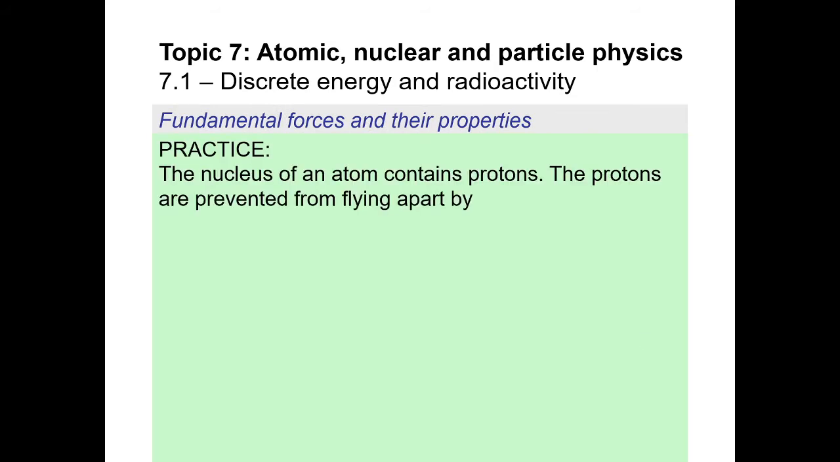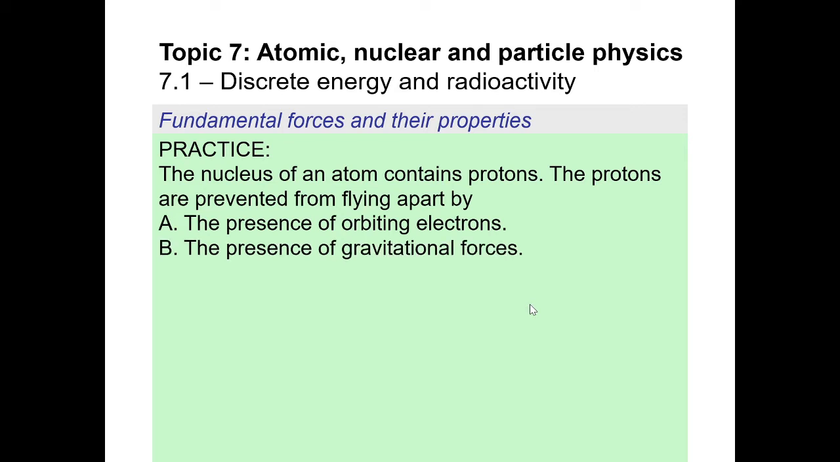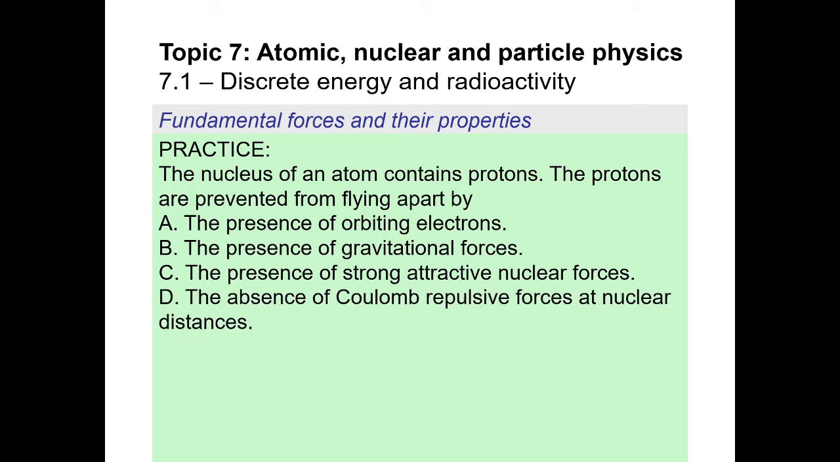Okay, practice. The nucleus of an atom contains protons. The protons are prevented from flying apart by A, the presence of orbiting electrons, B, the presence of gravitational forces, C, the presence of strong attractive nuclear forces, or D, the absence of Coulomb repulsive forces at nuclear distances.